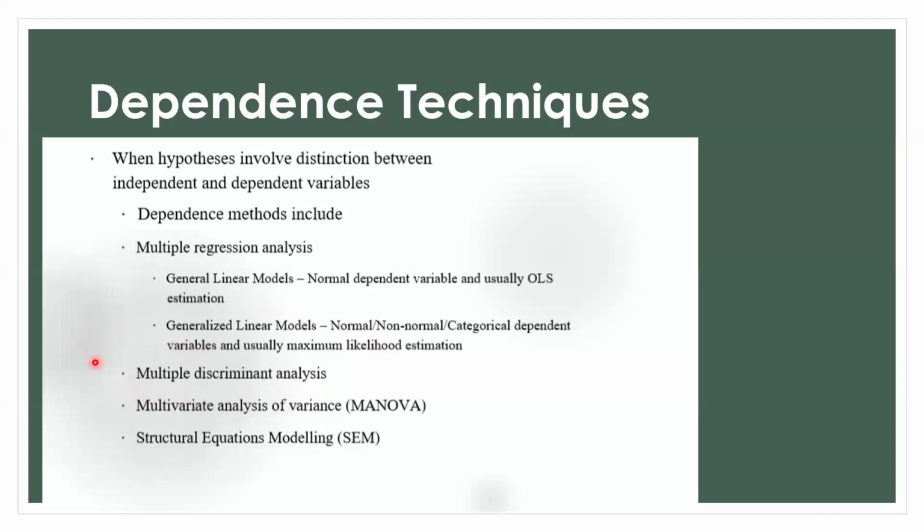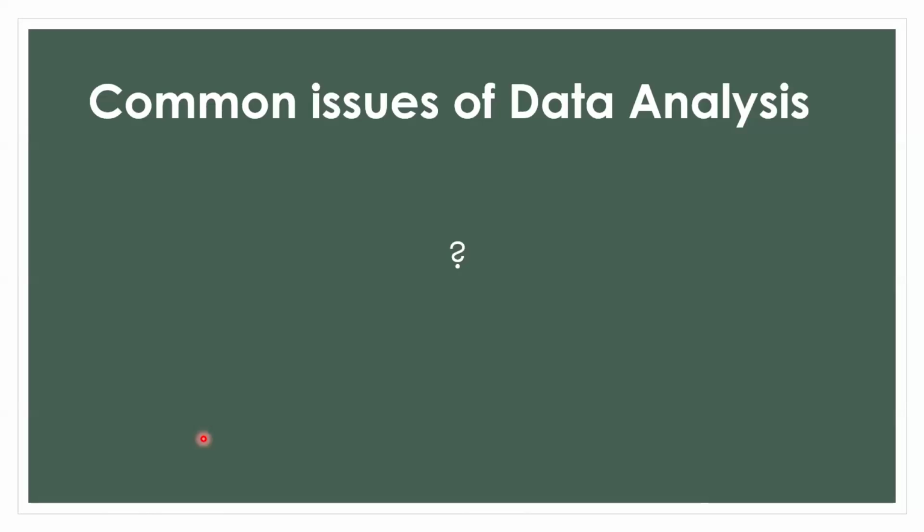Then, apart from multiple regression, these dependent techniques include multiple discriminant analysis too, and multivariate analysis of variance, which we call MANOVA, and structural equation modeling, or SEM, at the very end. So that is the most advanced statistical technique available by now, right?